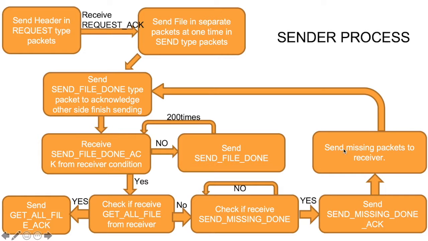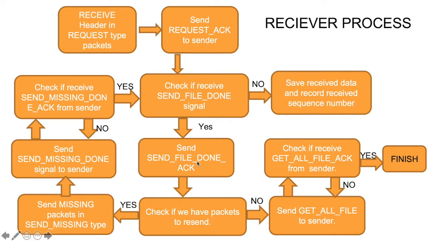And after that, we will send back the missing packets to the receiver. After we send them back, we will send the send file done signal. So we will go back to this step, and we will repeat all the steps again and again until we can get all file acknowledged information. So that's the sender process.